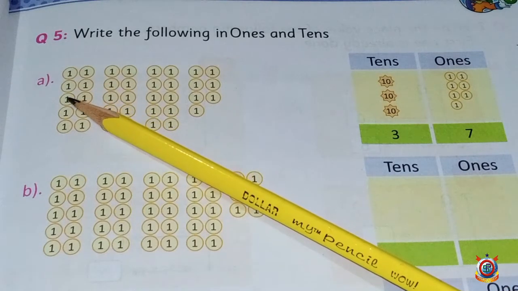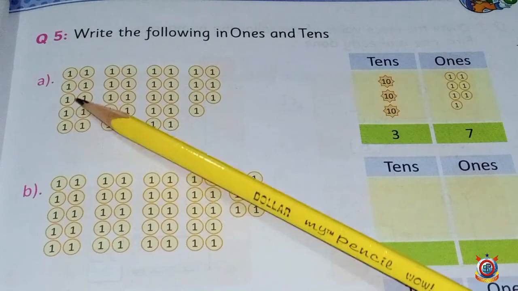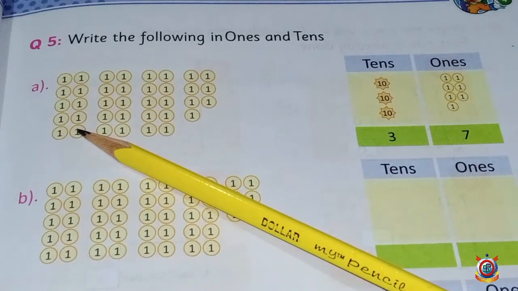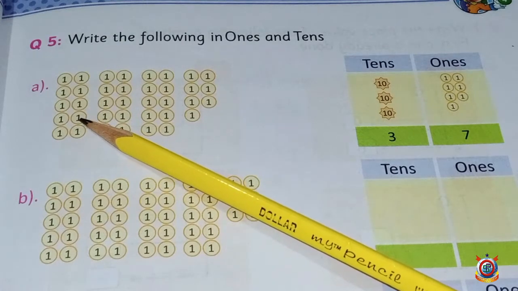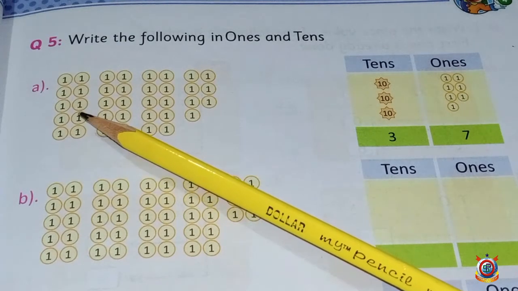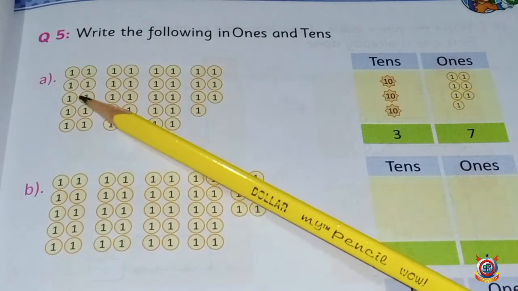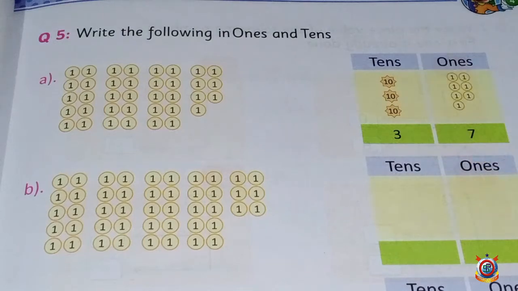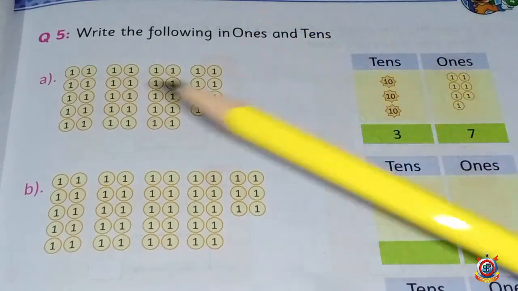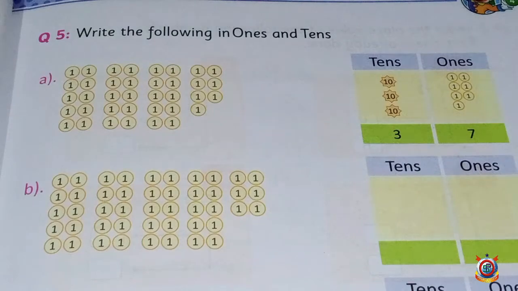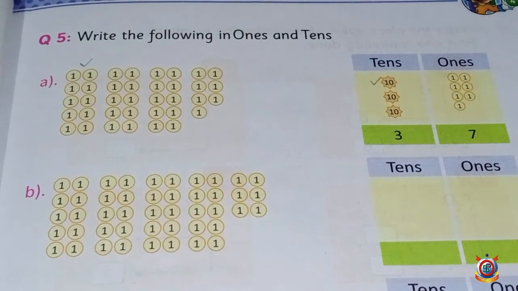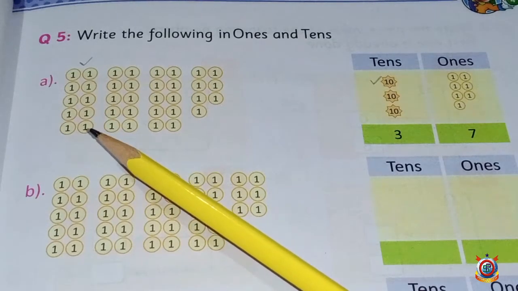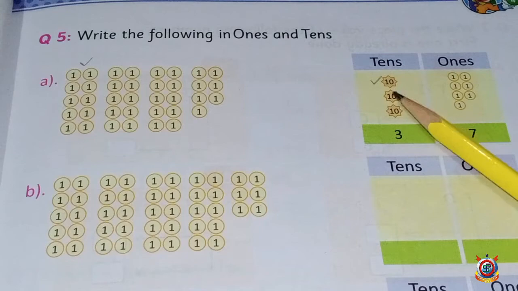1 2 3 4 5 6 7 8 9 10. How many ones are these? These are 10 ones. So a pair of 10 ones makes a single 10 like this. Let's put a tick over here. Let me show you. Now you can see a pair of 10 ones makes a single 10.